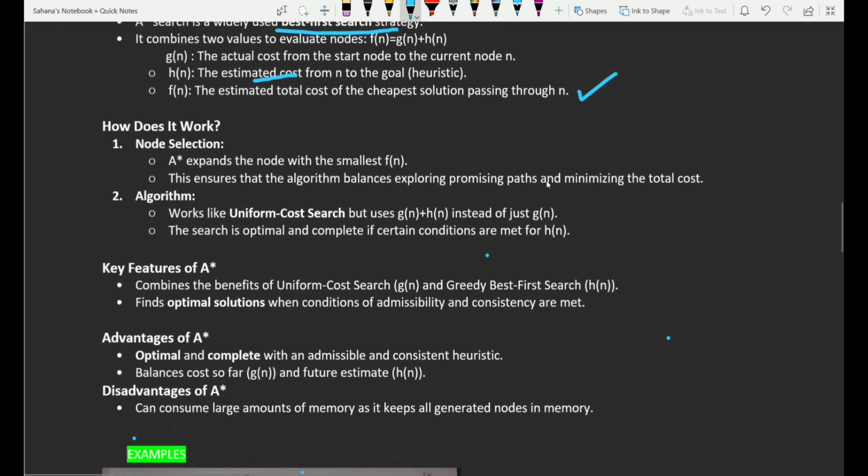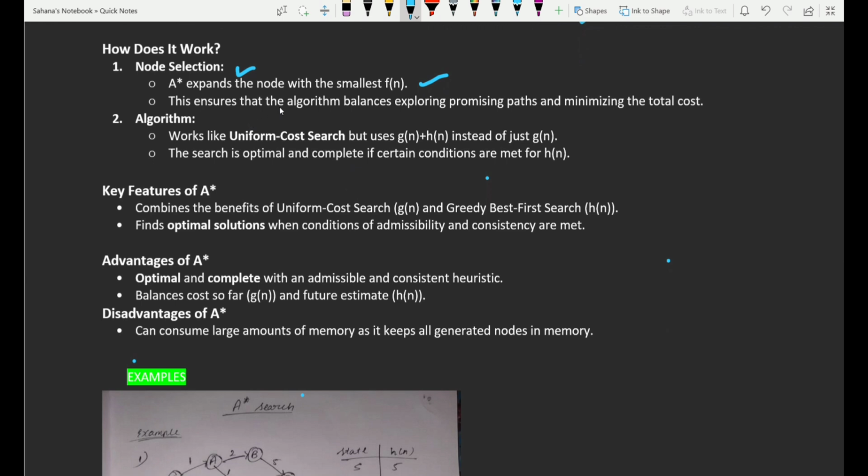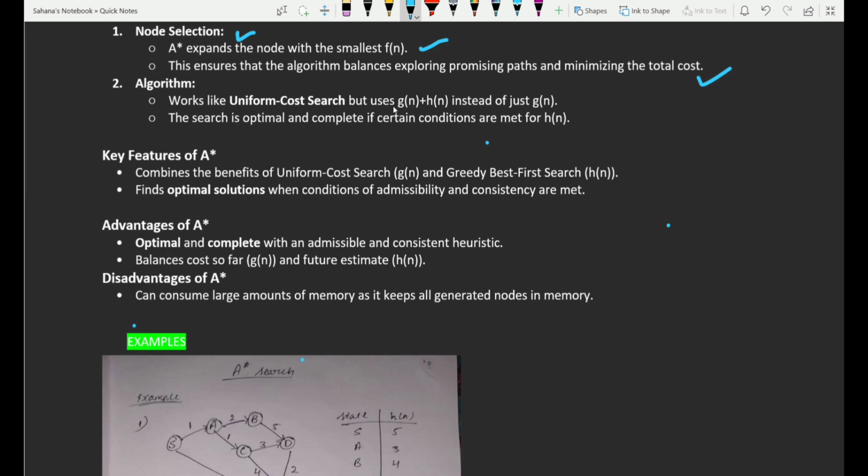I will explain during examples. Okay, how does it work? Means first we do node selection. A star expands the node with the smallest f of n. Okay, this ensures that the algorithm balances exploring promising paths and minimizing the total cost. It works like greedy best first search, but it uses g of n plus h of n instead of just h of n.